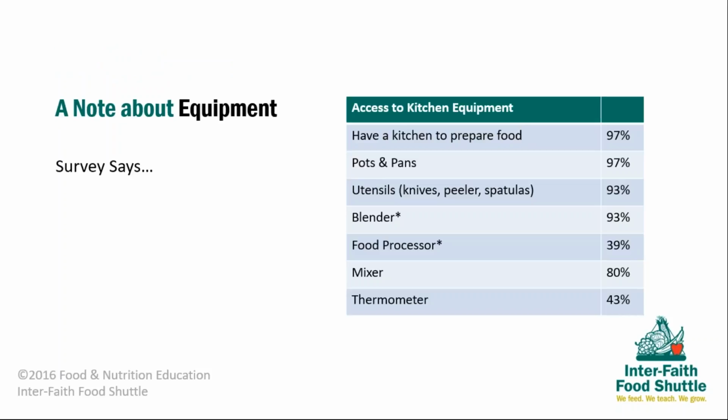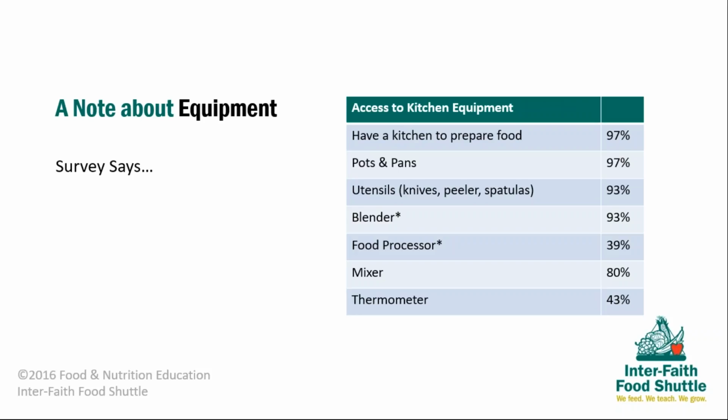So let's go a little bit more into equipment. This is really interesting and definitely something to keep in mind when you're looking at creating recipes for low income audiences. Not everyone has access to a kitchen, which I think you all probably realize by now. When we did some surveying of our mobile markets, 97% had access to a kitchen. So that means there's still 3% that were potentially picking up produce or other items that they may not have had the ability to actually prepare.